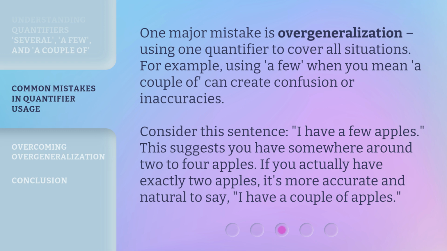Consider this sentence: I have a few apples. This suggests you have somewhere around 2 to 4 apples. If you actually have exactly 2 apples, it's more accurate and natural to say, I have a couple of apples.